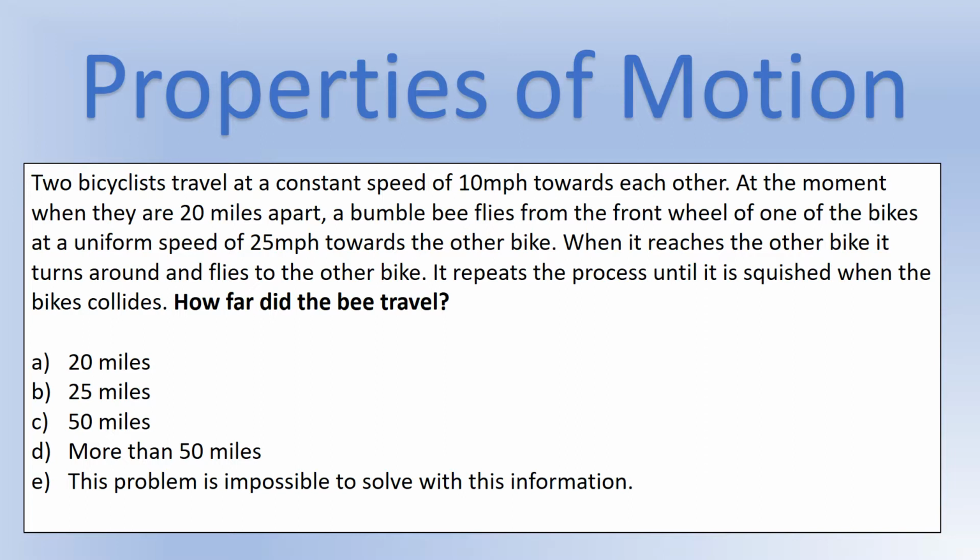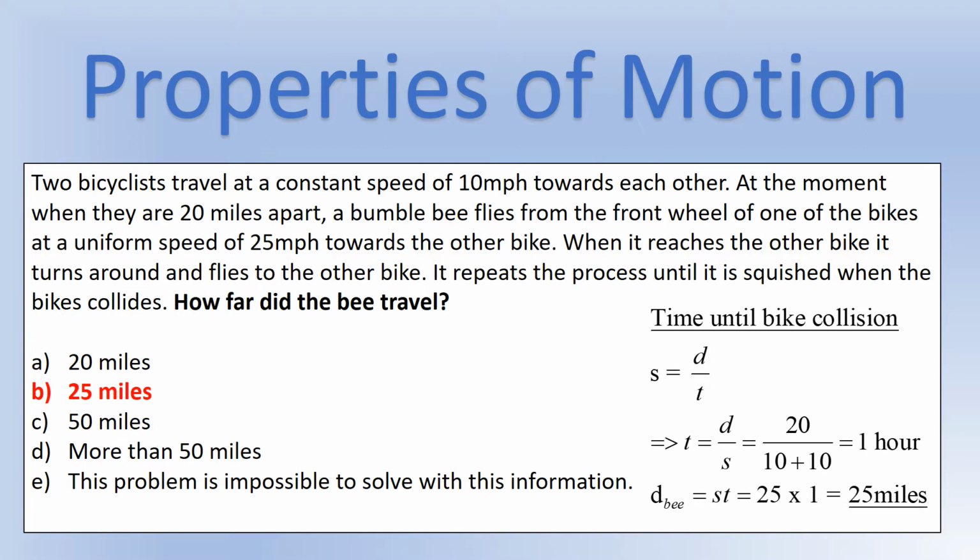Okay, so let's take a look at this one, because this one, if you think about it correctly, is an incredibly simple question, but it's very easy to make it very complicated. So the way I approach solving this is I worked out how long it takes until the bikes collide, and then once you've got that, you multiply that by the speed of the bee, and that tells you how far it has traveled.